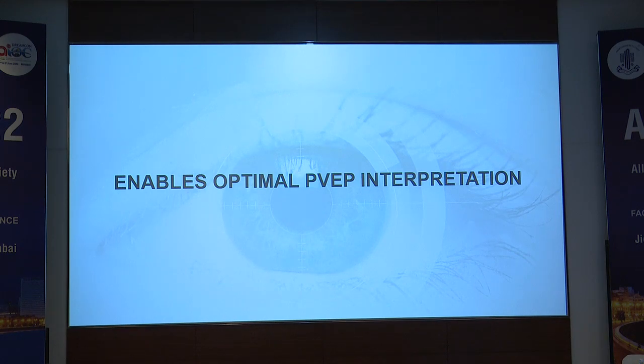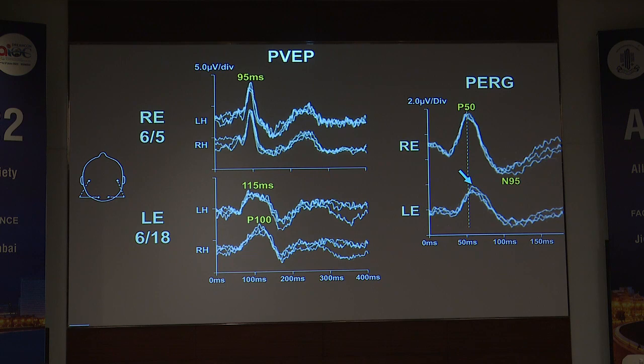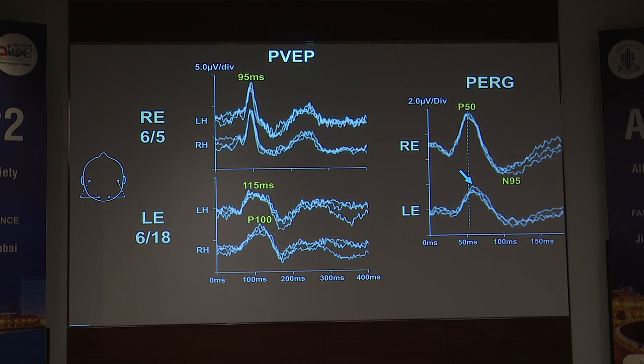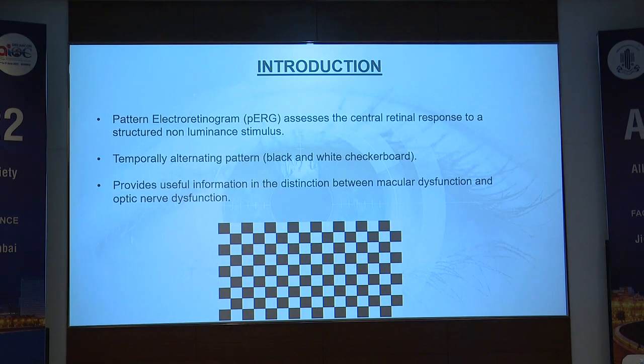It enables an optimum pattern VEP interpretation. This is an example borrowed from him. This was a case of a 30-year-old man who presented with decreased vision in the left eye. The ocular examination was non-significant, and a pattern VEP showed a reduction in the P100 wave. So the instant diagnosis was something on the lines of an optic neuropathy. But when this patient was subjected to a pattern ERG, there was a reduction in the P50 wave, defining it to be a maculopathy, and later on the OCT revealed a subtle posterior scleritis.